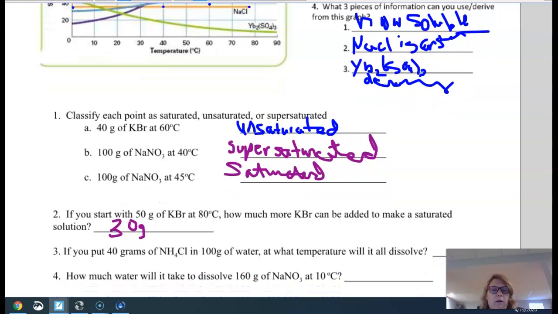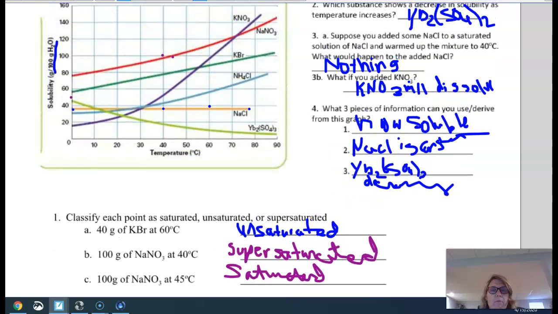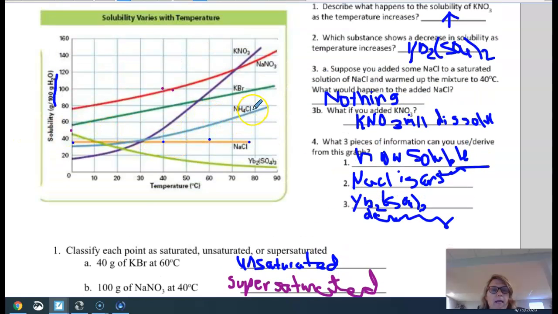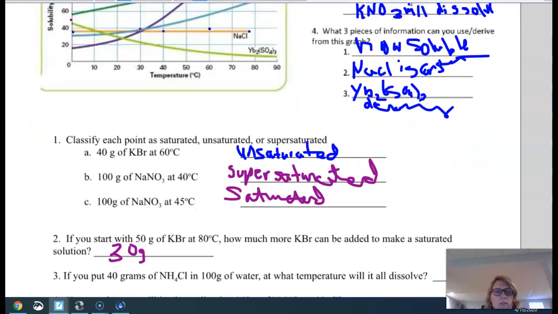If you put 40 grams of NH4Cl in 100 grams of water, at what temperature will it all dissolve? So if I look at the ammonium chloride here, and I have 40 grams, so I'm looking at this blue line here, and I want to see at what temperature will it all dissolve. It looks like around 30 degrees Celsius, it will all dissolve.